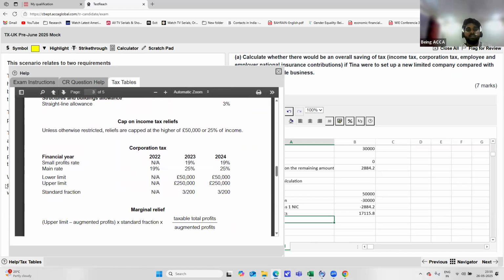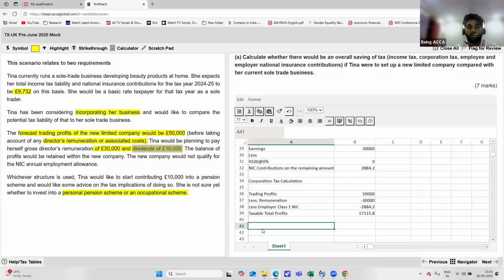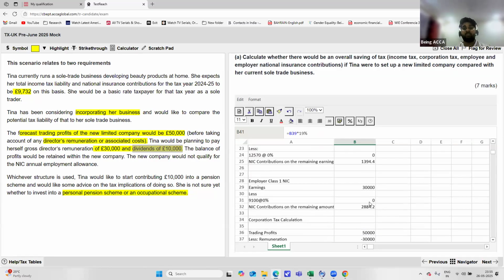When is the main rate applicable? When the profit is between 50,000 and 250,000. But since the profit is coming to 17,000, it will fall under the small profits rate and it will be taxed at 19%. So corporation tax at 19% of TTP will give your answer of 3252. Now, these are all the payments that she has to make.